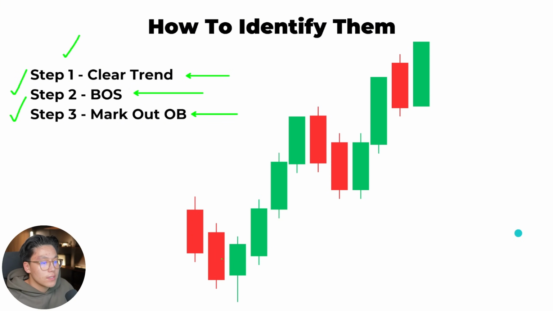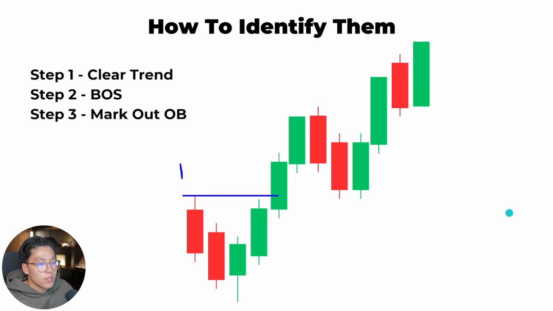So right here, you can see that we have an uptrend. We're making higher lows, higher highs, higher lows, higher highs. So what we have here is an uptrend in the overall markets. Second, what we want to mark out is a break of structure. So you can see right here, once we break towards the upside, what we have is our break of structure. And then step 3 is we can mark out our order blocks.